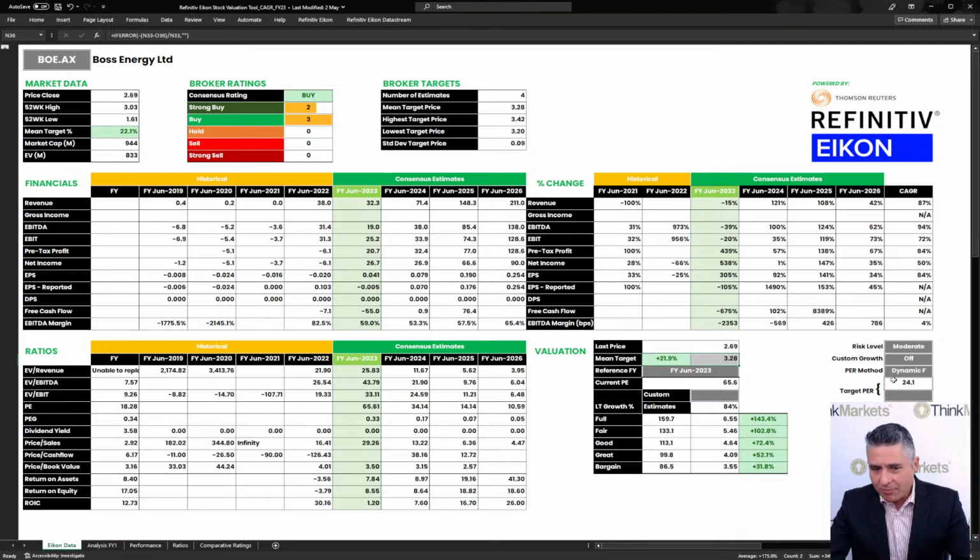I'm not sure if I'm comfortable paying 24 times earnings for Boss Energy even with that potentially amazing growth rate, but I'm not going to muck around with it any more than that. Okay, so I don't think the broker's estimate's unreasonable, and I think my valuation is probably up towards the very top end. But it does rely on the most amazing growth going forward.